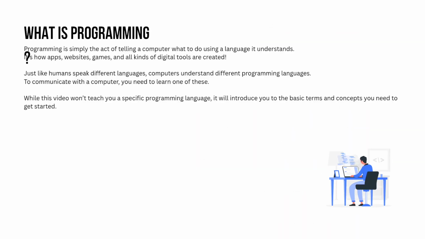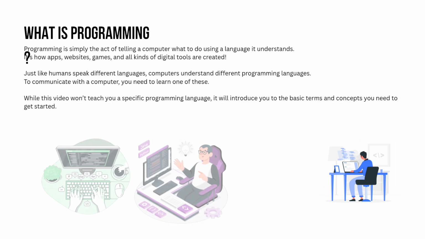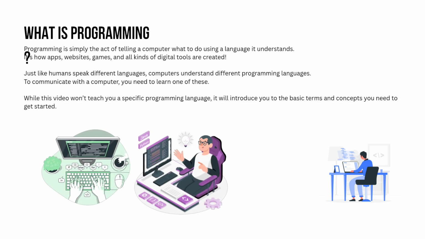What is programming? Programming is simply the act of telling a computer what to do using a language it understands. It's how apps, websites, games, and all kinds of digital tools are created. Just like humans speak different languages, computers understand different programming languages. To communicate with a computer, you need to learn one of these. While this video won't teach you a specific programming language, it will introduce you to the basic terms and concepts you need to get started.